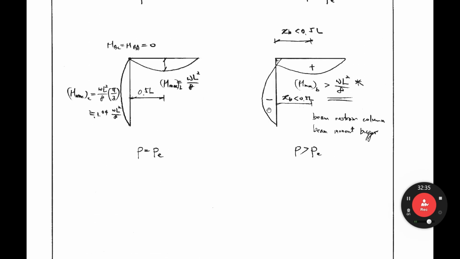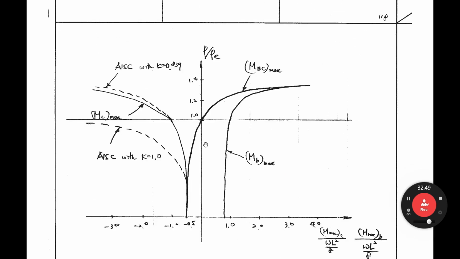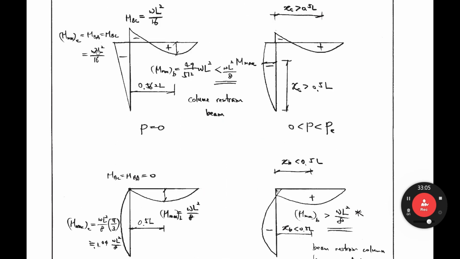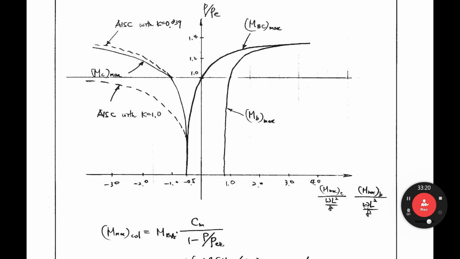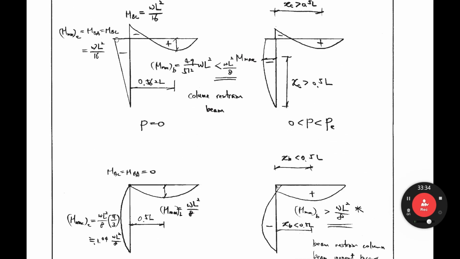If P equals 0, the maximum moment is this one. Why? The beam maximum moment is this one, and then the column maximum moment is this one. At P equals 0, the beam maximum moment is this one, and the column maximum moment is this one, minus 0.5, right? Omega L square over 16. That is just 0.5 times this one, minus, because we divide by omega L square over 8. The MBC curve is also the same. The beam maximum moment equals MBA, the same.